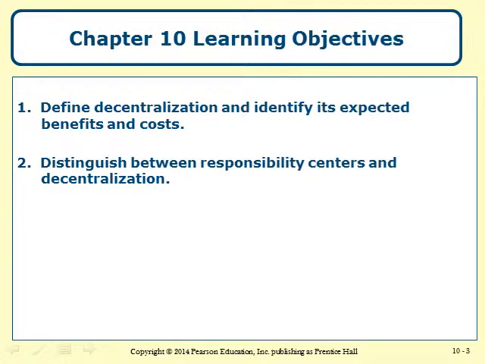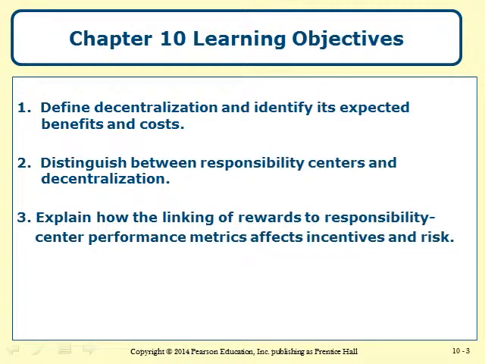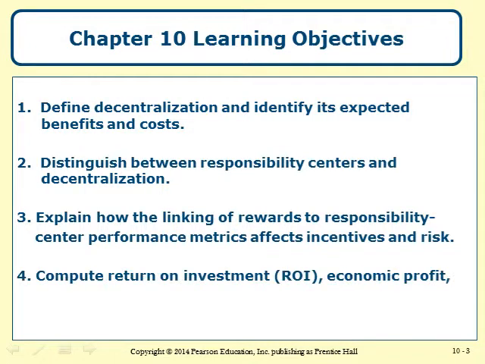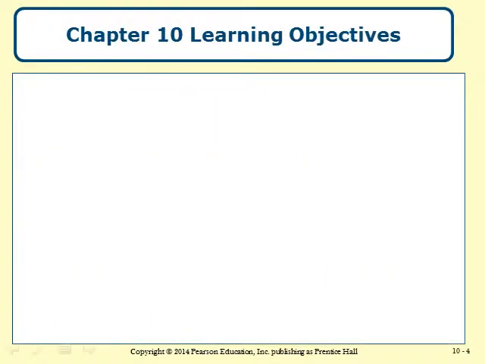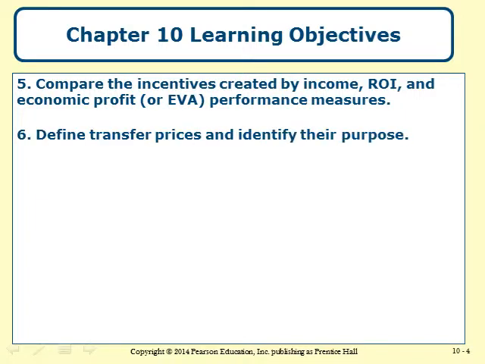And so when we finish today, what we will have done is to define decentralization and identify its expected benefits and cost. We will have distinguished between responsibility centers and decentralization. We will have explained how the linking of rewards to responsibility center performance metrics affects incentives and risk. And we will have computed return on investment, or ROI, economic profit, and economic value added. We'll also have compared the incentives created by income, ROI, and economic profit, or EVA, for performance measures.